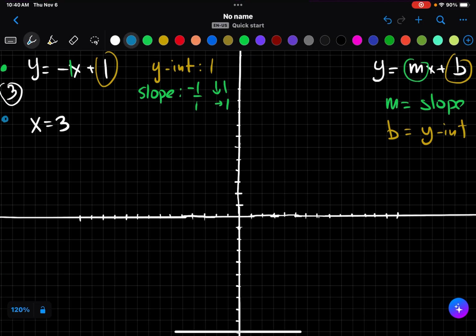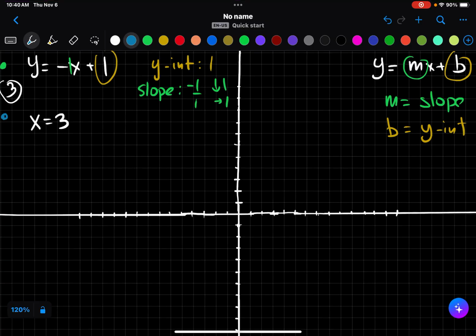If this was y equals 3, you would just do a straight line through y at 3. But x equals 3 is just a straight line from x at 3 that goes up and down. Now, up and down lines don't have slope, which is why this one doesn't have slope. So I'm just gonna draw this one.